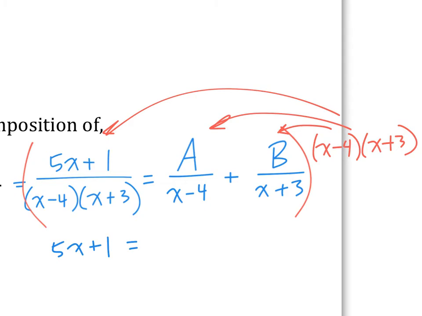This one. The least common denominator multiplied by this term that has A, what's going to cancel? The x minus 4. What's going to be left over? x plus 3, so it will be A times x plus 3. Same thing: the least common denominator multiplied by this last term, what's going to cancel? The x plus 3. What's left over? B times x minus 4, correct.